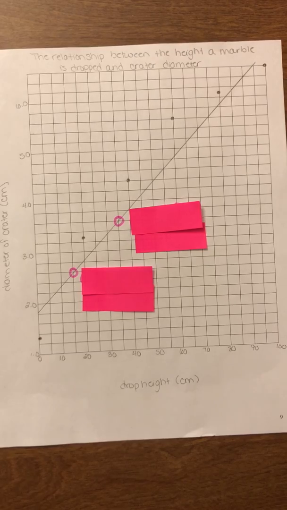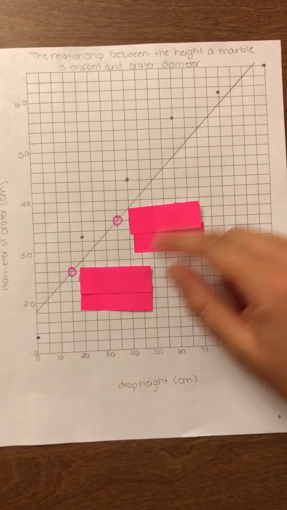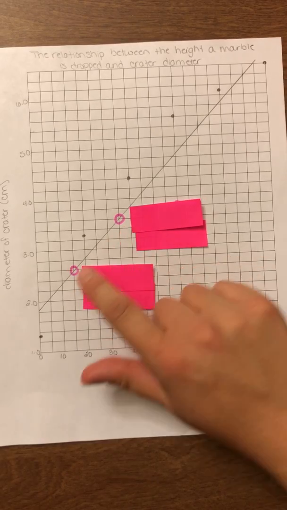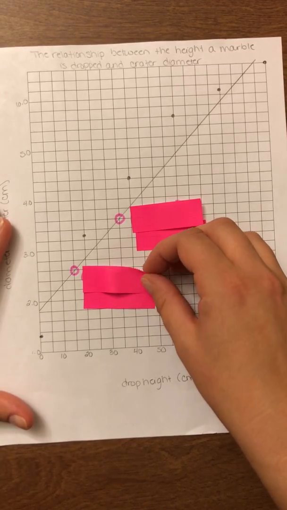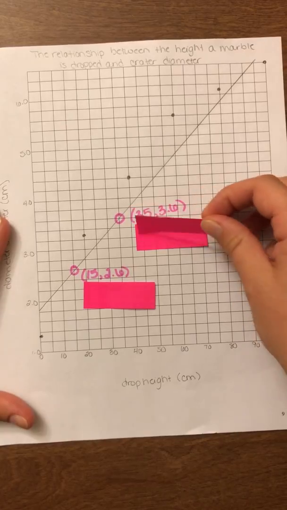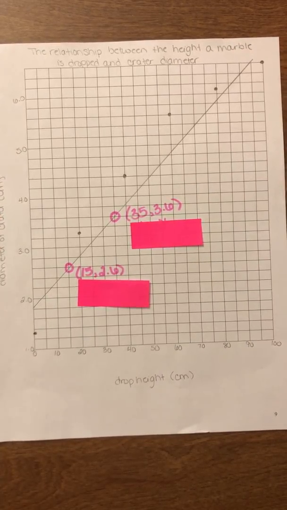So step one, identify 2 points. The easiest way is to find 2 locations where your line of best fit neatly intersects the grid boxes. I've identified 2 points here on my graph. The second step is to label your coordinates. Remember, your coordinates are always x, y. So my 2 coordinates have been labeled.